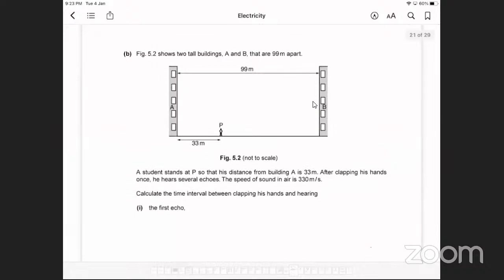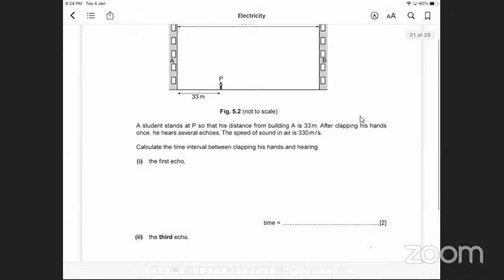Right, so here it's saying figure 5.2 shows two tall buildings A and B that are 99 meters apart. A student stands at P so that his distance from building A is 33 meters. After clapping his hands, he hears several echoes. The speed of sound in air is 330 meters per second. Calculate the time interval between clapping his hands and hearing the first echo. Right. Well, how do we do that?